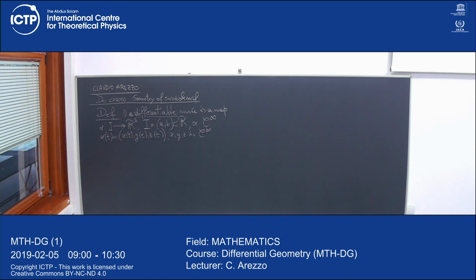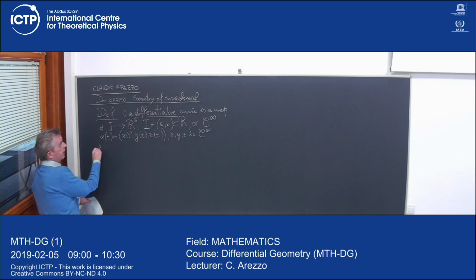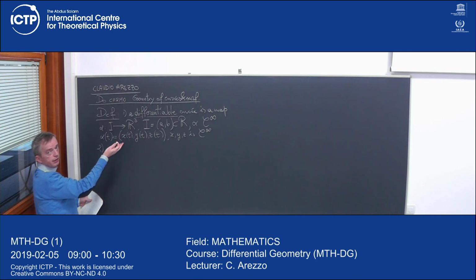All three functions are smooth. And then this is a differentiable curve, and what is a tangent vector to a curve in R3? It's just the vector built with the first derivatives of these functions.